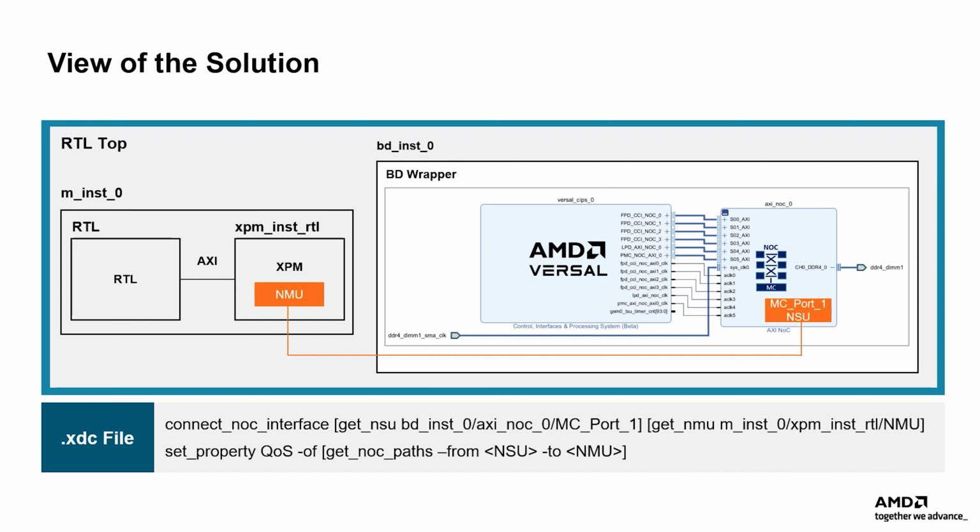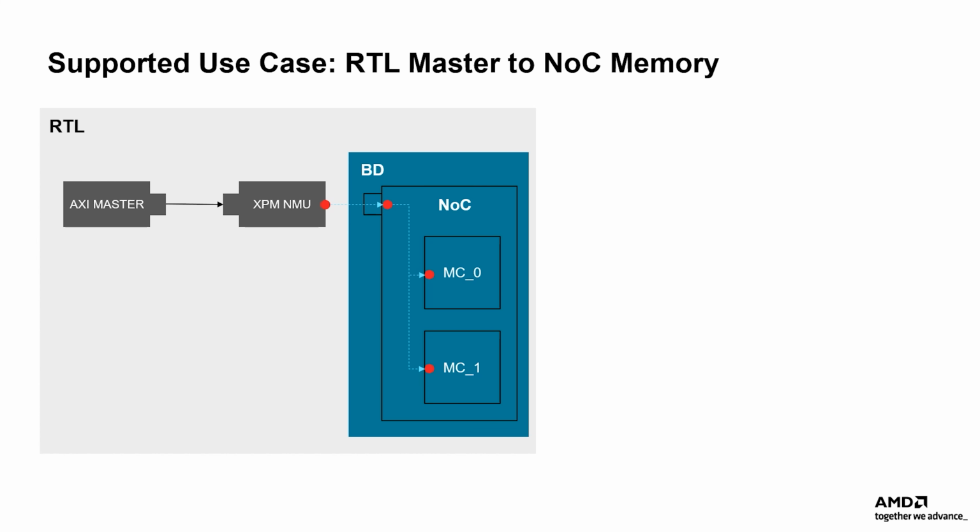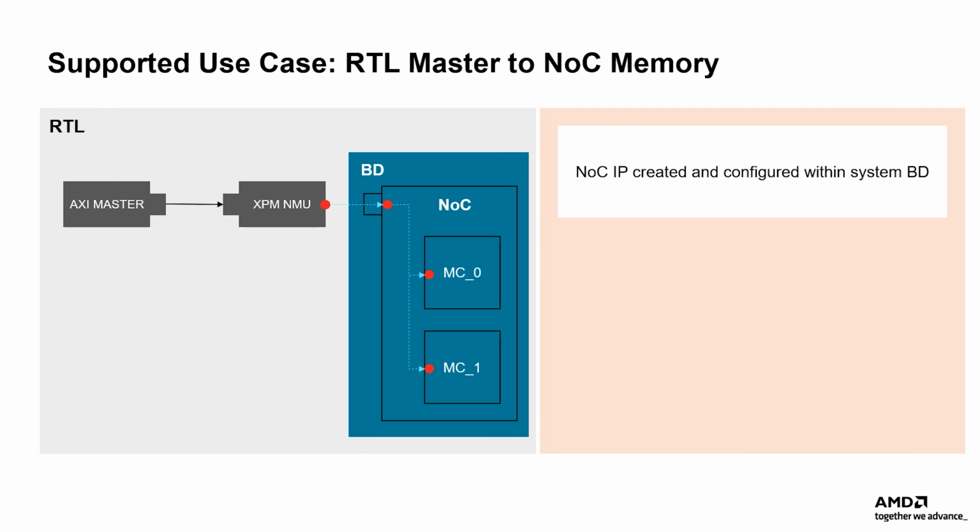Now that you have seen how a modular NOC works, let's look at some supported use cases with this flow. Since the RTL contains XPM instances of the NMUs and NSUs, and a BD will have the NOC IP with AXI interfaces, various connection topologies are possible from a design entry standpoint. The first supported use case is when the RTL with an NMU is accessing NOC memory that resides in the BD with NSUs or memory controller ports.